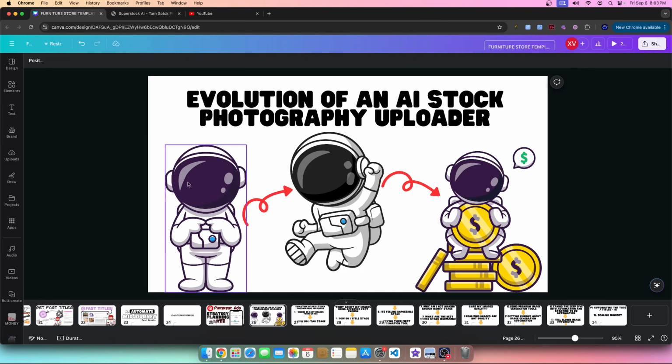So I have this little graphic here that says the evolution of an AI stock photography uploader, and this is kind of how it starts. The individual is kind of twiddling their thumbs, if you will, kind of curious, maybe trying some things here and there, but really not uploading anything in mass scale or mass quantity. They get to a point where they have this excitement, so they evolve over time. They have this excitement, this energy, this motivation, and that carries them into finally generating a significant amount of profits.